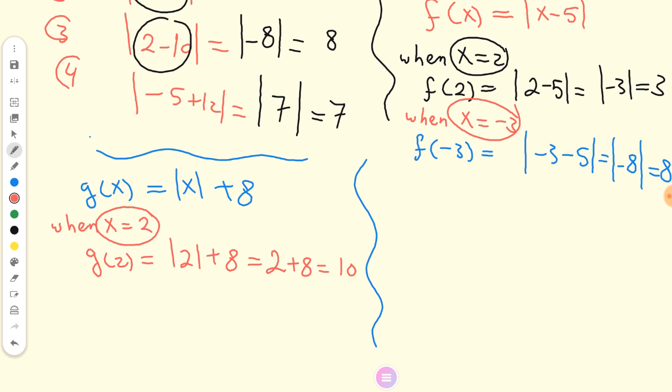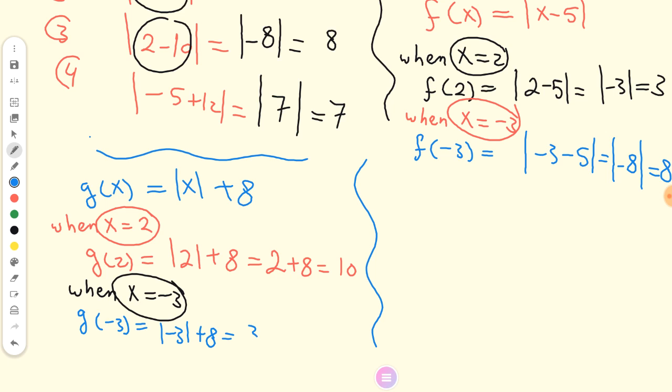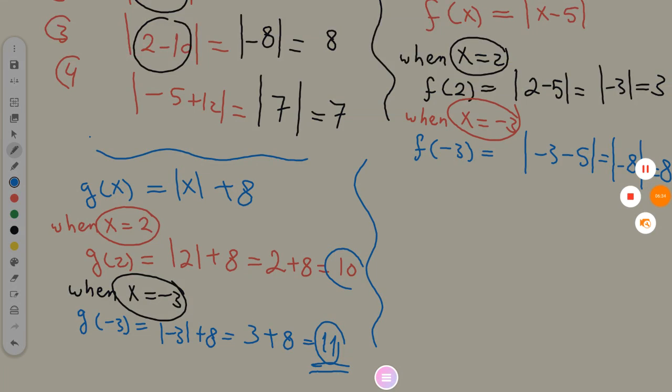Then the value of the function when x equals 2 is 10. Okay, when x equals negative 3, also just replace. I will write g of negative 3 equals absolute value of negative 3 plus 8. Absolute value of negative 3 is 3, plus 8 is equal to 11. Then the value of the function when x equals negative 3 is positive 11.